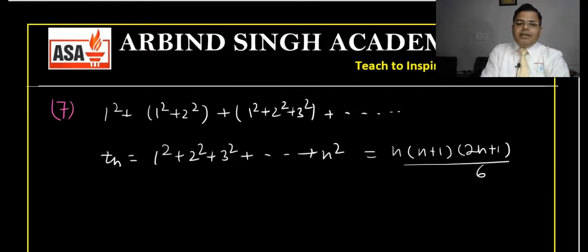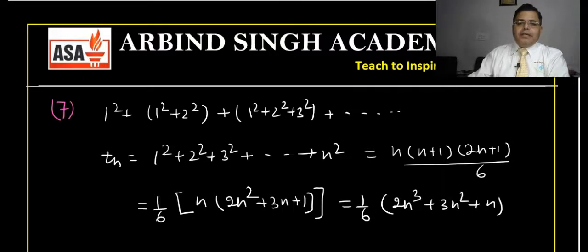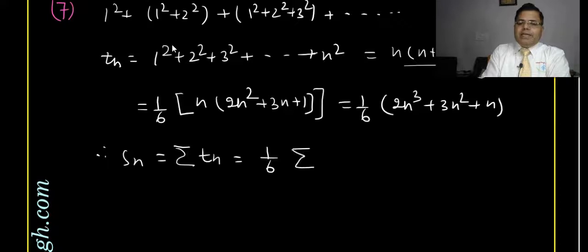So this is Tn. That can be written in simplified form as n into 2n square plus 3n plus 1, and that can be written further as 1 by 6 into 2n cube plus 3n square plus n. Now Sn is equal to sigma Tn, and 1 by 6 can be taken outside common, and that will be 2 sigma n cube plus 3 sigma n square plus sigma n, right?